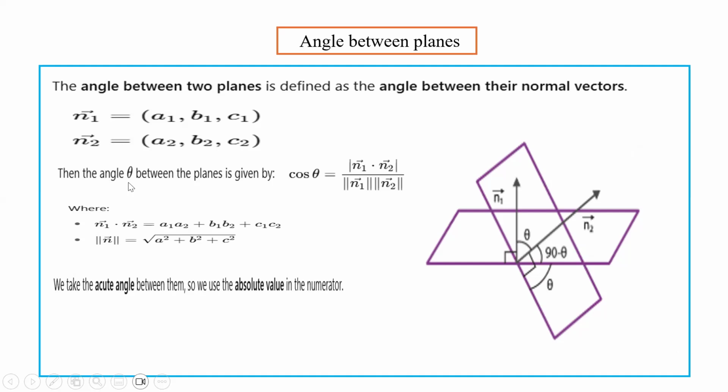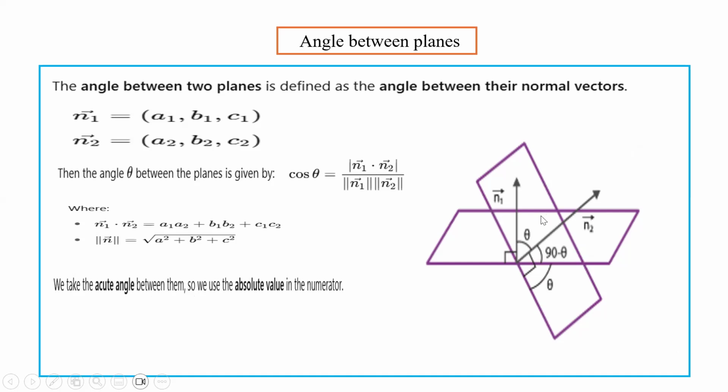Then the angle theta between the planes is given by cos theta equal to the absolute value of N1 dot N2, divided by the product of the two magnitudes, the magnitude of N1 times the magnitude of N2. We can see here that N1 dot N2 is A1A2 plus B1B2 plus C1C2. The magnitude we calculate by taking the square root of the sum of the squared terms A, B, and C. We have to note that we take the acute angle between them, so we use the absolute value in the numerator here. So we take the positive acute angle.